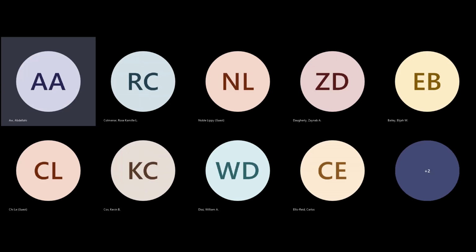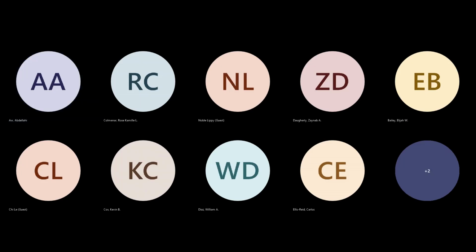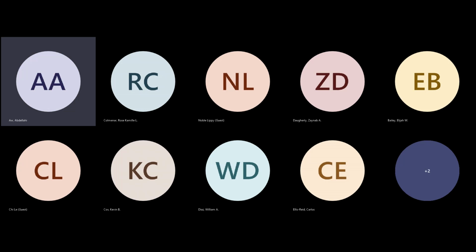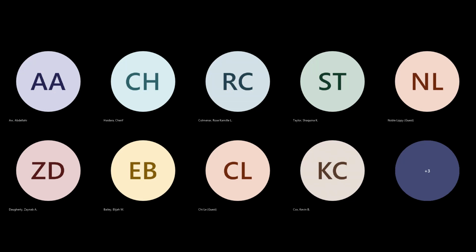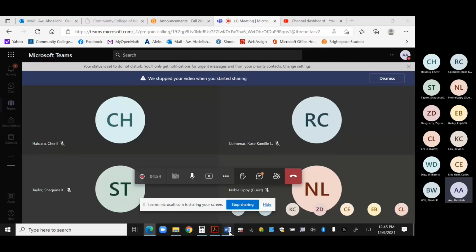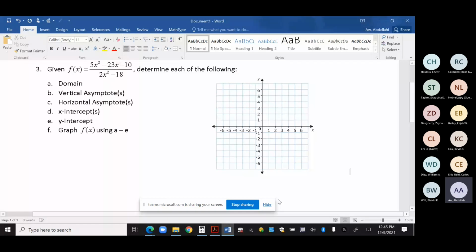Review, and I said again, another way to review would be also to redo the tests and quizzes we did. So let's go over this. It comes from the official review right here. So this is a rational equation.